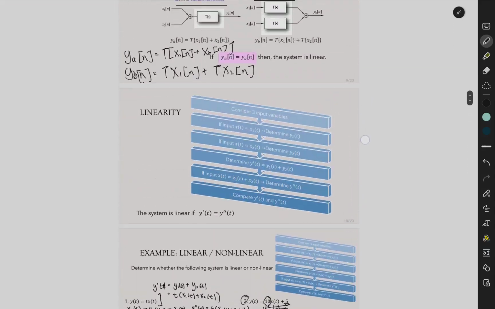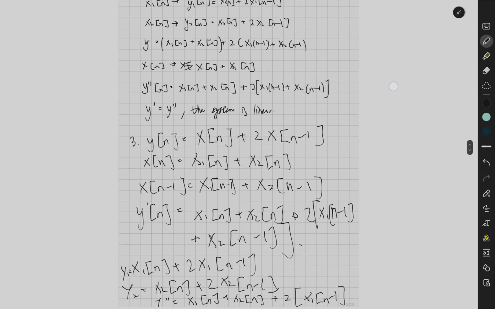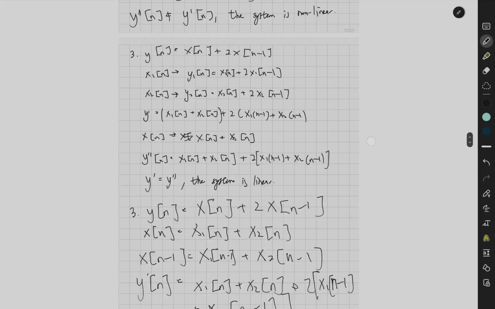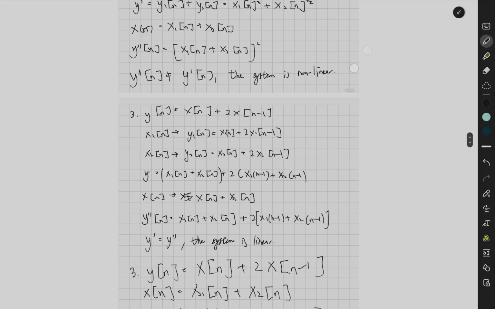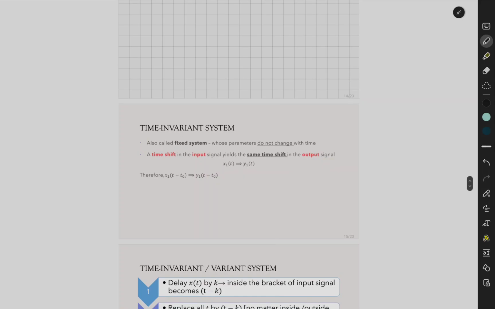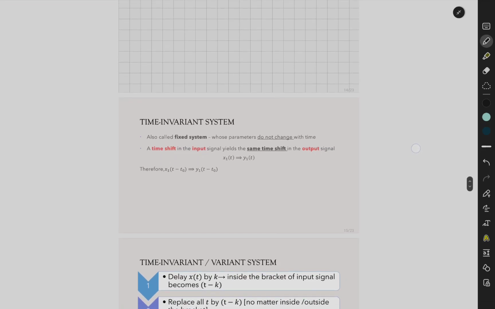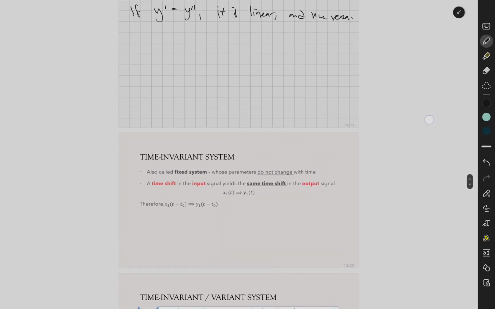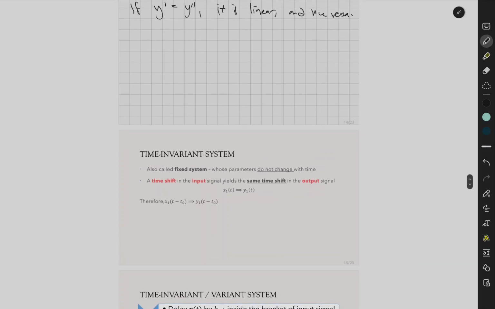So it is linear. Then we go to the time invariant system. A time invariant system is checked by delaying by t minus k. After that, we substitute t minus k and check whether the equations are equal or not. If it is equal, the system is time invariant, because our output signal and input signal have the same time shift. But if it is not equal, the output signal and input signal have a different time shift, meaning it is a time variant system.